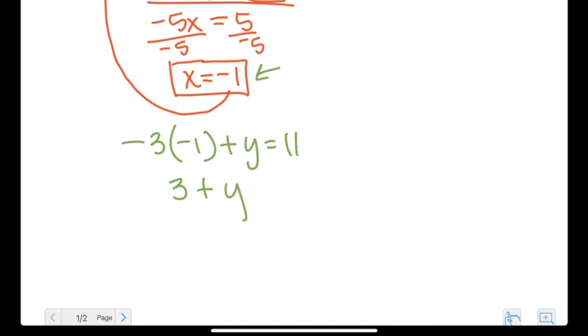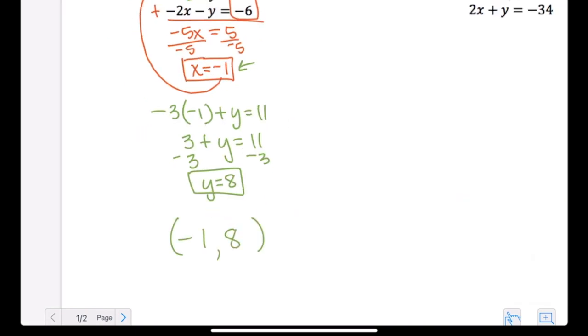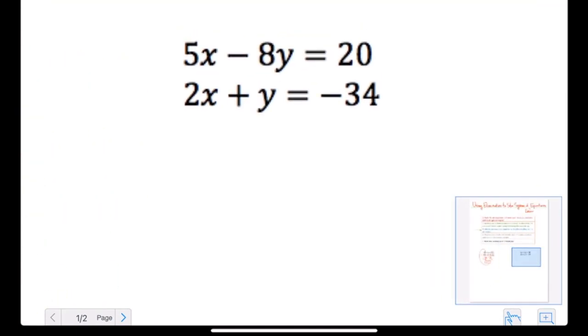So now we just solve for y. So -3 times -1 is +3. I'll bring down the rest. Now to isolate our y, we're going to subtract 3 from both sides and find that y is equal to 8. And now we have an ordered pair solution of (-1, 8). And we've solved.